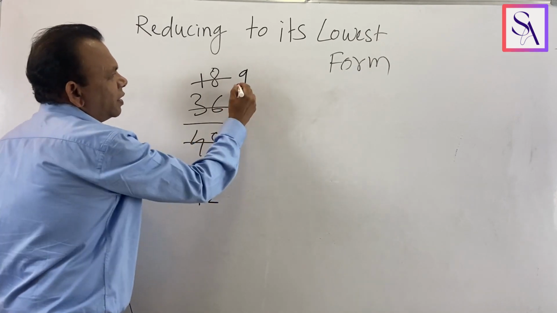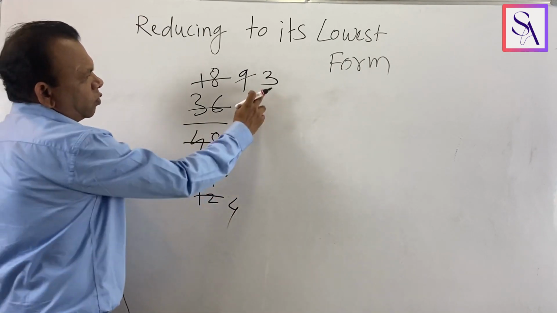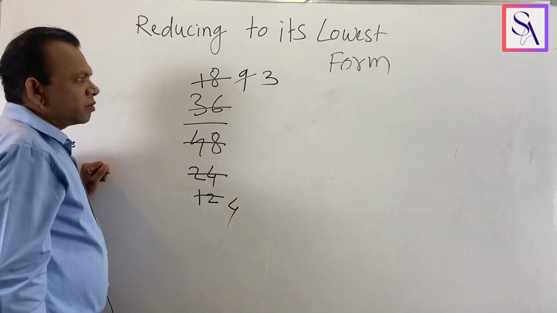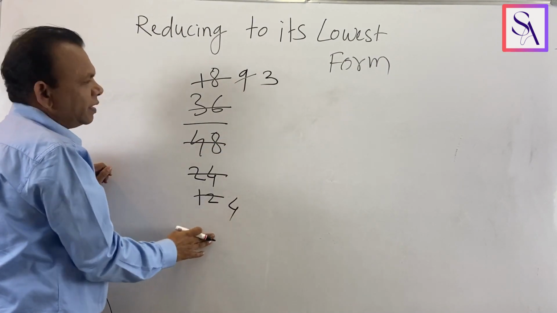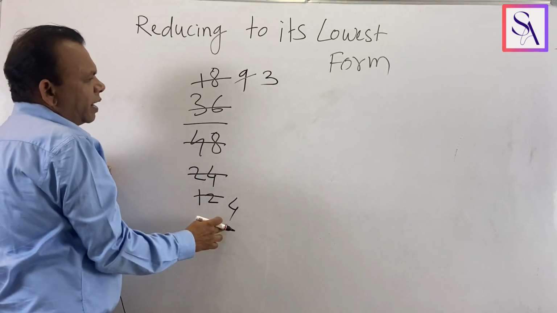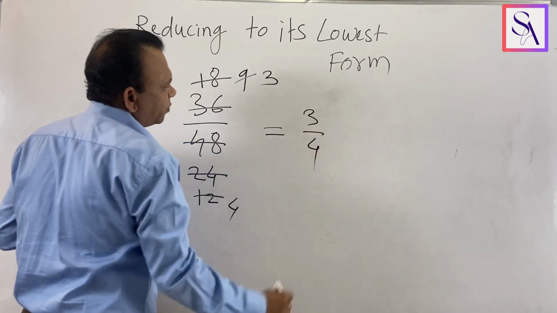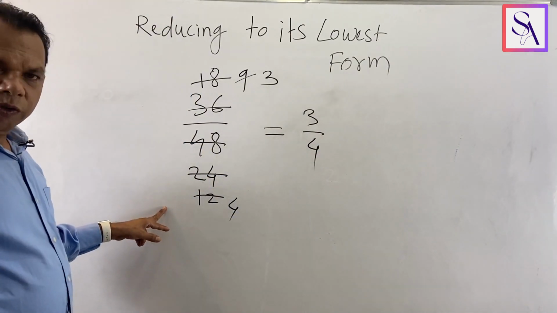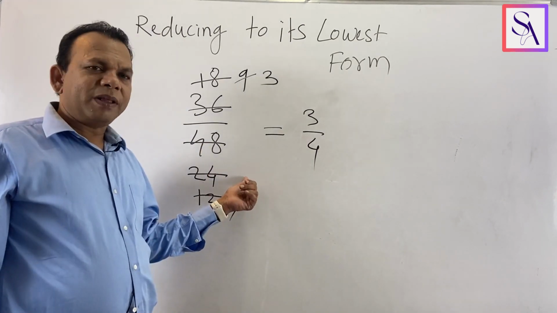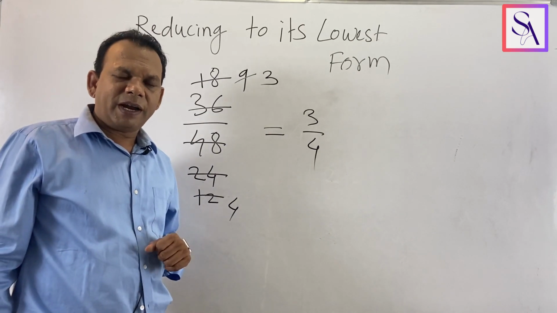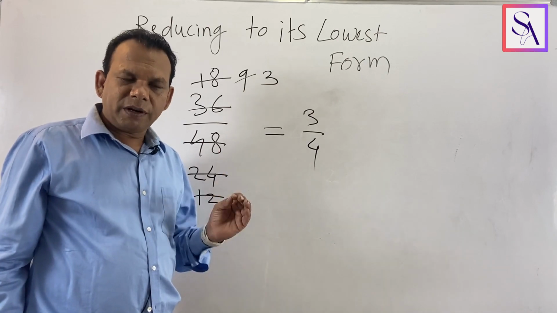So I will take the next number, 3. 3 3s are 9, 3 4s are 12. So now 3 and 4 are the remaining numbers. Can I divide this by 3? Yes, but I cannot divide 4 by 3. So there is no common number which will divide these two numbers. So our answer is 3 by 4. So like this also you can reduce a fraction into its lowest form, right? There are two methods. This is the second method and first I explained the HCF method, right? So whichever is convenient for you, you can use that method, right?